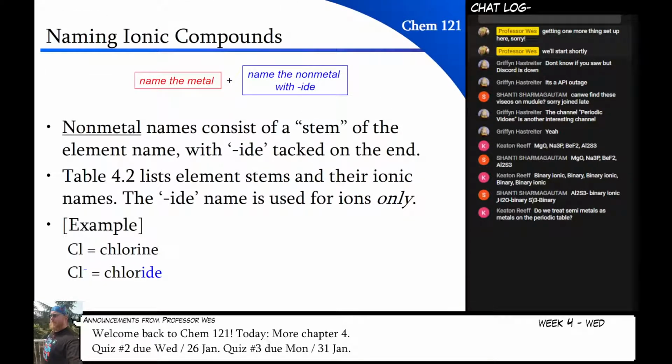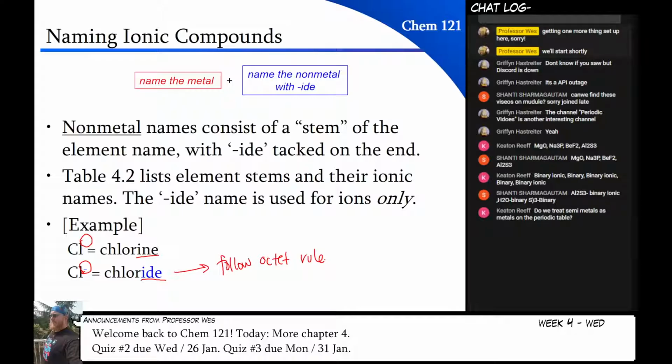Now, the "ide" represents that these are ions, specifically anions. So you can see here that chlorine without a charge ends with its normal ending. But chlorine with a charge ends in "ide." And the ions that these form, actually, I shouldn't write this as brackets. The ions that are formed always follow the octet rule.